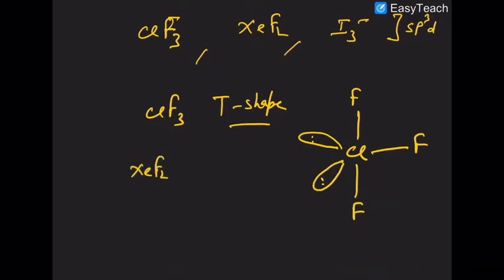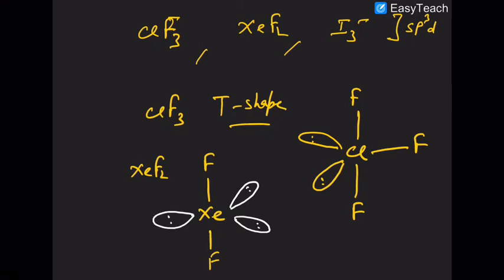XeF2 is linear. Why? Because all the equatorial positions are taken up by what? Are taken up by lone pairs. Are you getting that in your mind now? Sure about that? So these things must be known to you now. So it is linear in shape.